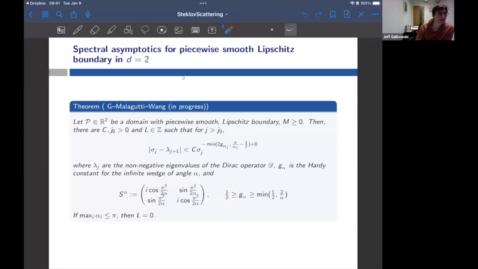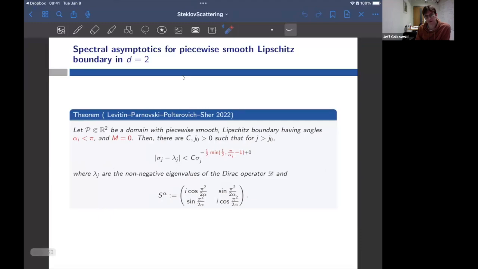If we compare that to the result due to Levitin, Parnovski, Polterovich, and Sher, the story is the same. They found a Dirac operator or a number of other different characterizations of these eigenvalues, or quasi-eigenvalues, if you wish, under a few differences. One assumption I want to point out is that the angles are less than pi, because this number here degenerates as the angle goes to pi. They studied the m equals 0 case, and the quality is a little bit worse, but I don't think we should take this one half that seriously.